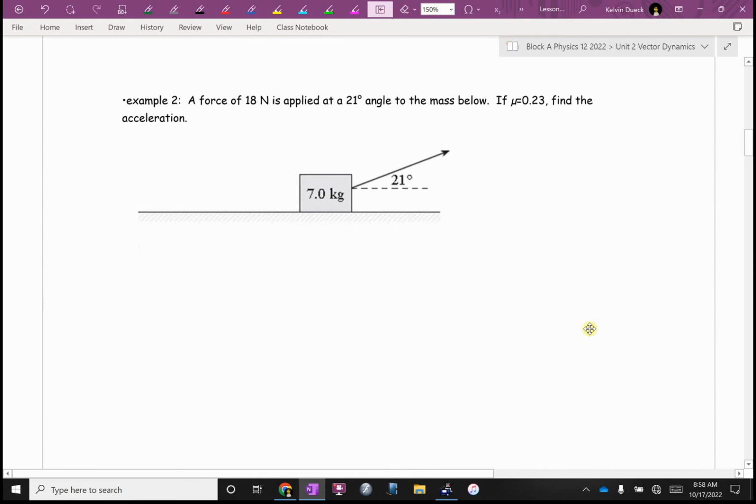Oh, here's one where we're pulling up instead of pushing down at an angle. And instead of pushing from the left, we're pulling up from the right. Okay. A force of 18 newtons, I'll probably put the 18 right there, is applied at a 21-degree angle to the mass below. Did I say angle? Components. Mu is 0.23. Find the acceleration.